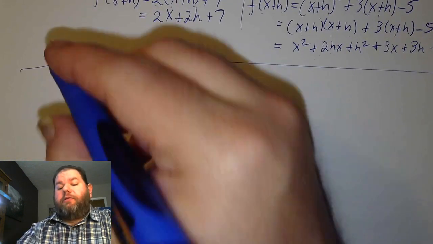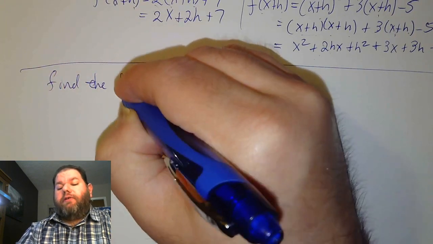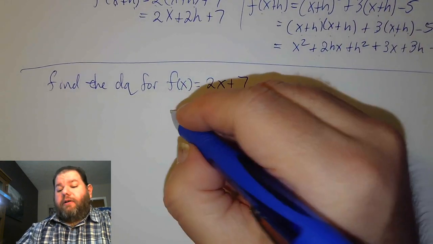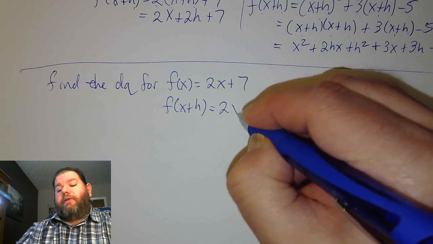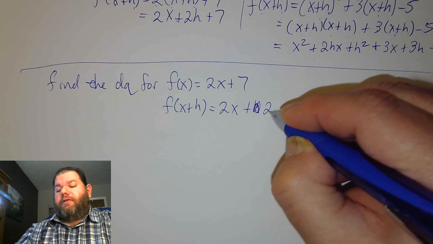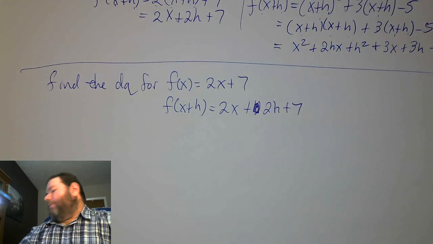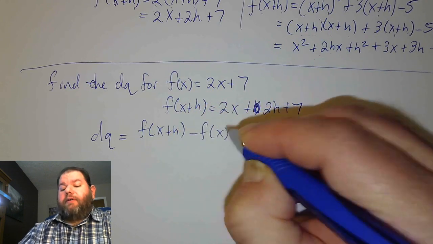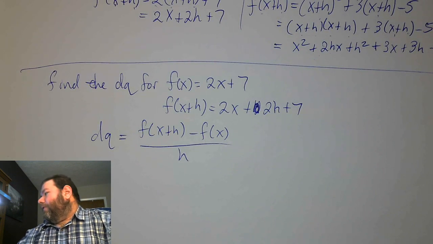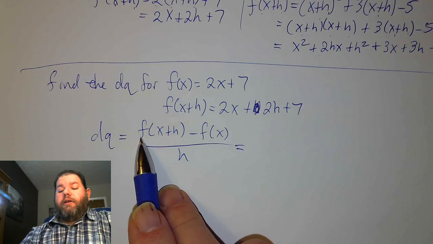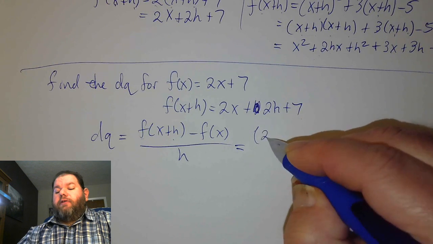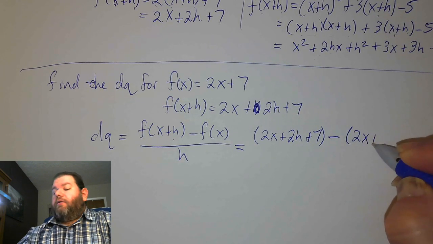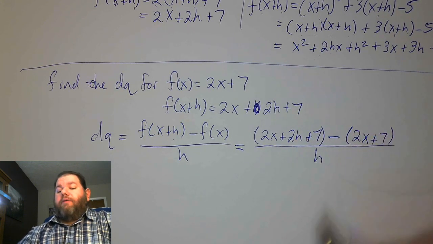Now, let's carry the problems further. Let's find the difference quotient for f of x equals 2x plus 7. Well, we said f of x plus h already was 2x plus 2h plus 7. And our difference quotient formula is f of x plus h minus f of x divided by h. So that means in the numerator, we'll plug in f of x plus h first. So it's 2x plus 2h plus 7. From that, we'll subtract f of x, 2x plus 7, and divide by h.